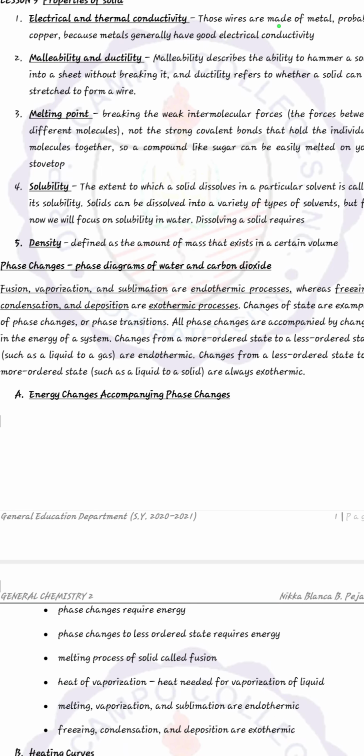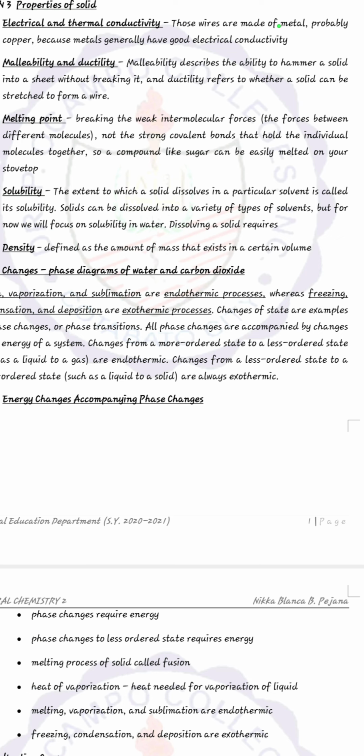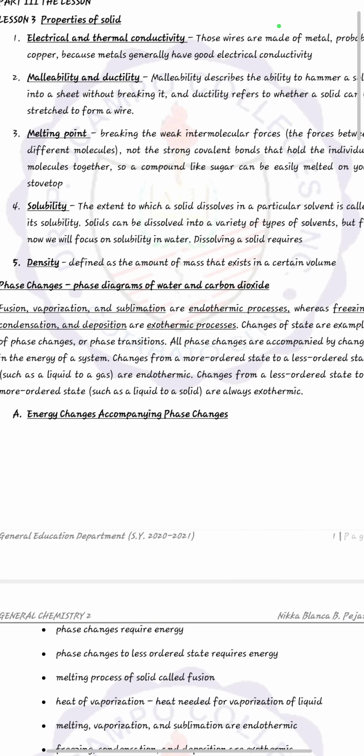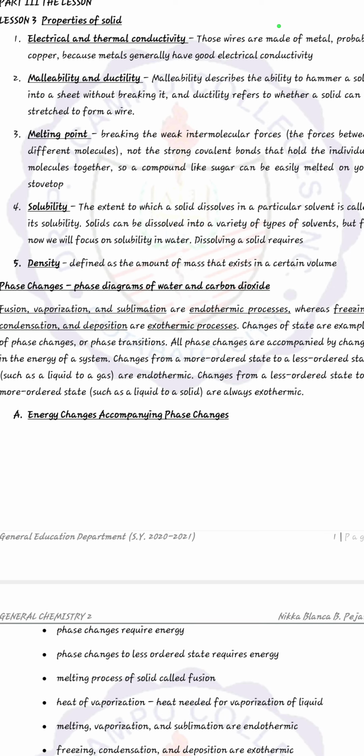Next property would be solubility. Solubility is the extent to which a solid is dissolved in a particular solvent. A solid can be dissolved in a variety of types of solvent, but for now we will focus on solubility in water. Solubility involves a solvent and a solute. The solvent is the one that dissolves a substance, while the one that is dissolved is the solute, right? I've already discussed that one. That gives an explanation of the process which is solubility.